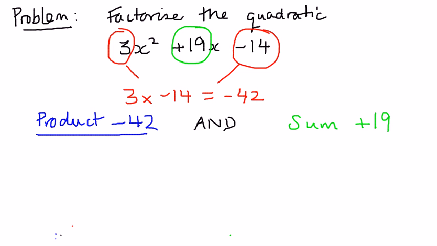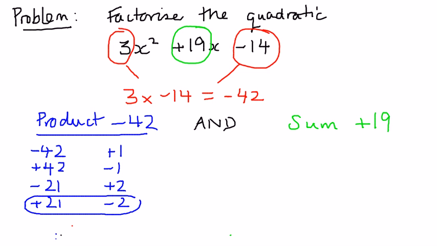They could be negative 42 and positive 1, but they add to negative 41. Positive 42 and negative 1 add to positive 41. Negative 21 and positive 2, they add to negative 19, or positive 21 and negative 2, they add to positive 19, so this is the pair that we are looking for. We could have considered numbers that have a sum of plus 19.